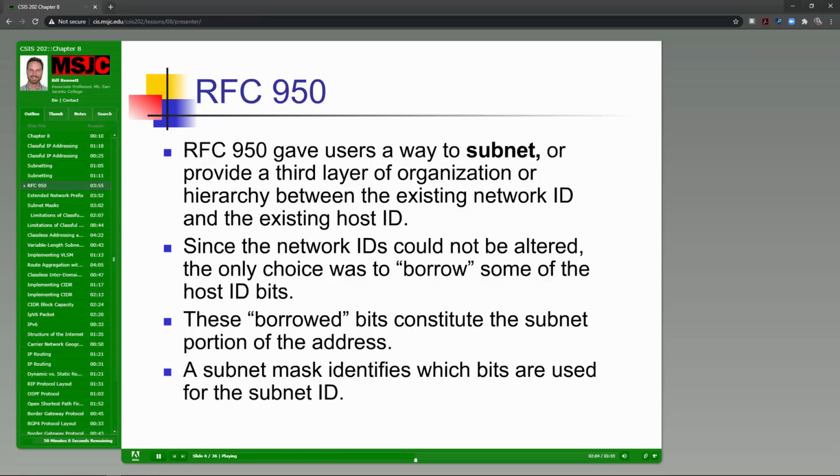So say you were given a subnet mask of 255.255.0.0 by your telco or your ISP. Your mask will always have to begin with 255.255. You can't change that. So instead, what we do to create subnets is we borrow some of the bits from what's left over, which is, of course, the host portion of the IP address. These borrowed bits constitute the subnet portion of the address. A subnet mask, then, is what is used to identify which bits are used for the subnet ID.